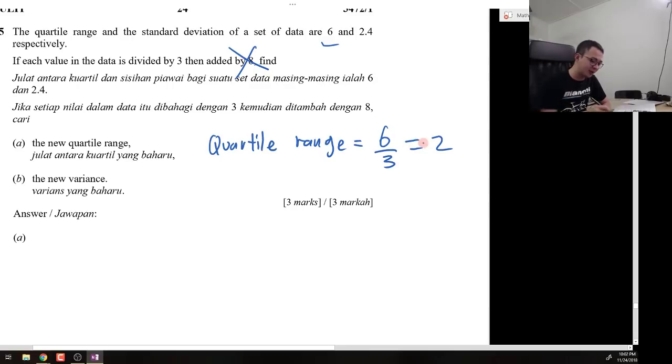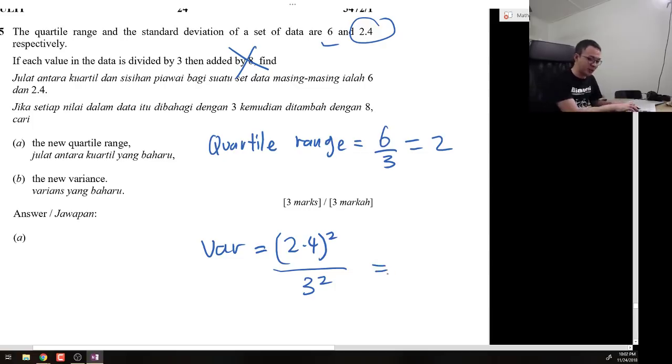Very easy. Alright, variance. So you want to get a variance. Okay, this is standard deviation. So to make it variance, you need to square it. And then for variance, when you divide, you need to divide the number squared also. So I will just do 2.4 squared over 9. Yeah, so you got 0.64. Right, just like that. Very easy.